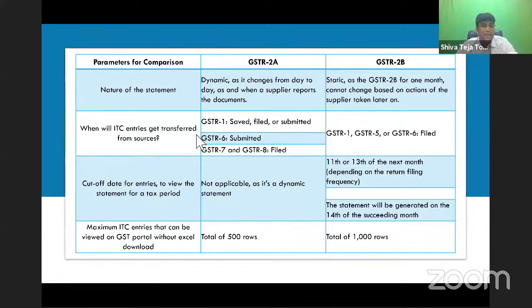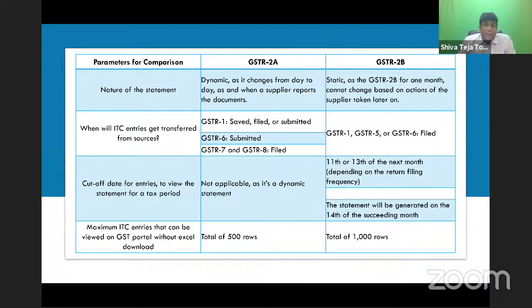Then when will ITC entries get transferred from sources? GSTR 1, when it is saved, filed or submitted. GSTR 6, submitted. 7 and 8, filed. 2B, 1, 5, 6, only when it is filed. I am telling this point because there is a possibility that GSTR 1 could be submitted but not filed. I've seen these practical cases so many times where some suppliers submit the GSTR 1, but they do not file the GSTR 1. Even though they submit, it will still come in GSTR 2A and it will show the filing status as not filed.